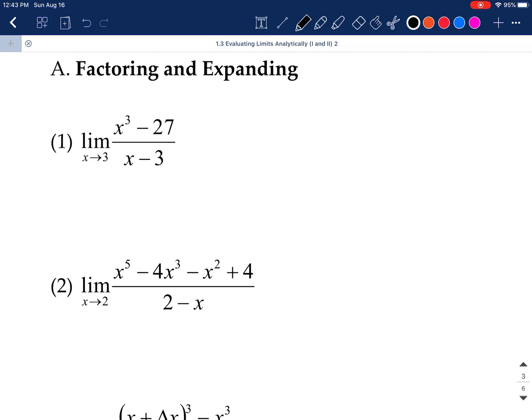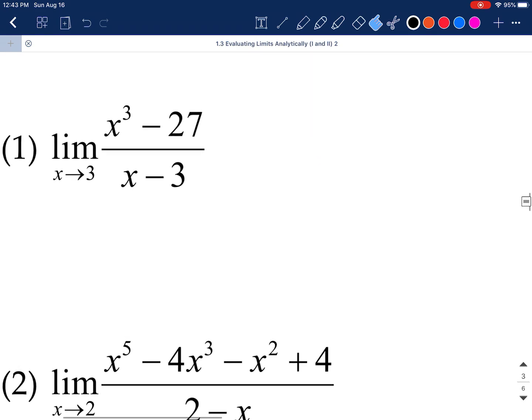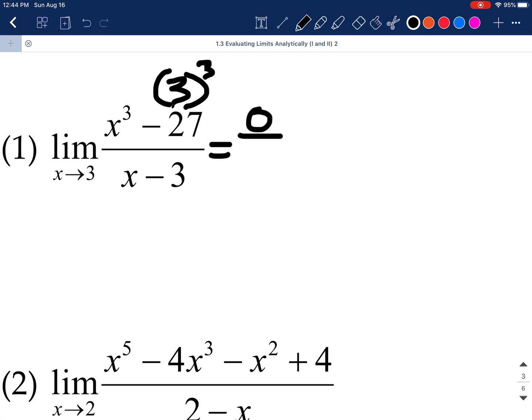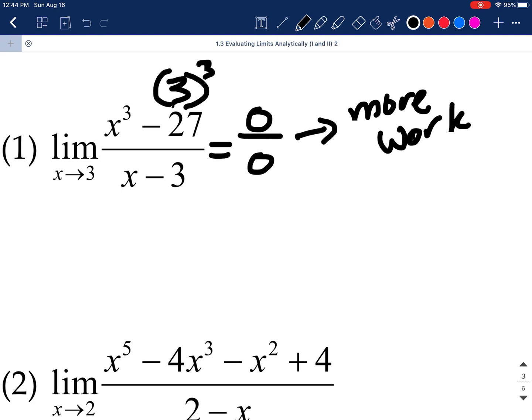So for our first limit, we can see that we've got a difference of cubes here. So this is x cubed minus 3 cubed, which is nice because we want to get rid of that denominator. So what we'll notice first is if I did direct substitution, I'm going to get 0 divided by 0 because I have 27 minus 27 in the numerator, 3 minus 3 in the denominator. So again, 0 divided by 0 means more work is needed.